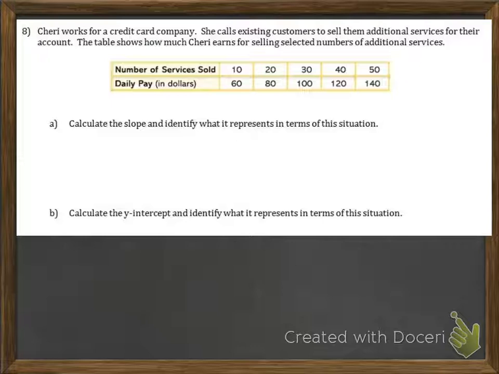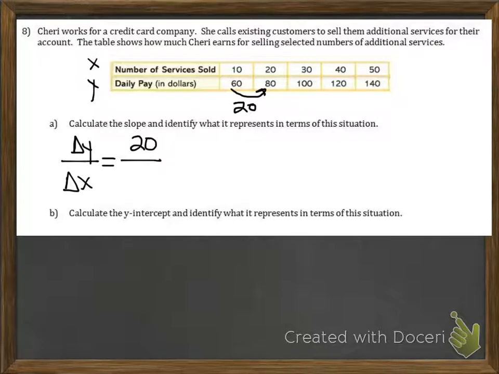In part A, we're supposed to calculate the slope and then explain what it means in terms of the situation. In order to calculate the slope, we need to determine the change in y over the change in x. In this situation, daily pay is the y value, number of services sold is the x value.